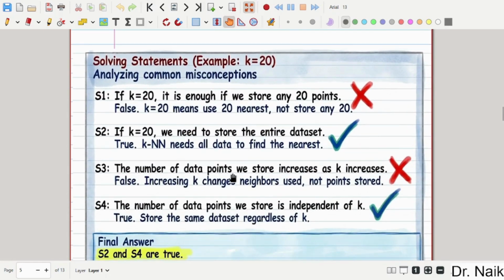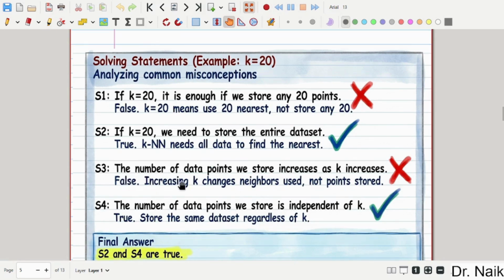Now let us analyze each statement. Statement 1 says if k is equal to 20, it is enough if we store any 20 points. This statement is false because k equal to 20 means use the 20 nearest neighbors. That doesn't mean we store only 20. Always remember KNN needs to store all the training data points. Statement 2 says if k is equal to 20, we need to store the entire data set. Yes, it's true because KNN needs to store all the data points to find the nearest neighbors.